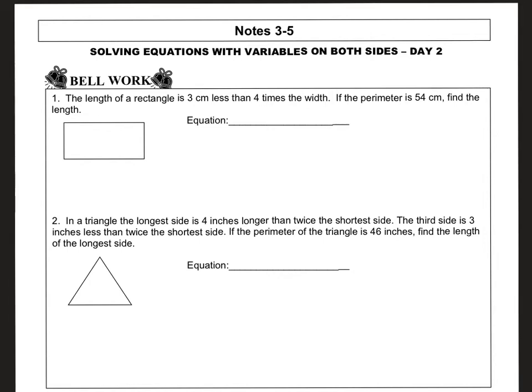All right, so the first thing it tells us is the length of the rectangle is 3 centimeters less than 4 times the width. So if you remember, less means subtract, than means that's a turnaround word, and the 3 has to go back behind that, and times means to multiply. So whenever you have a picture, go ahead and write on the picture.